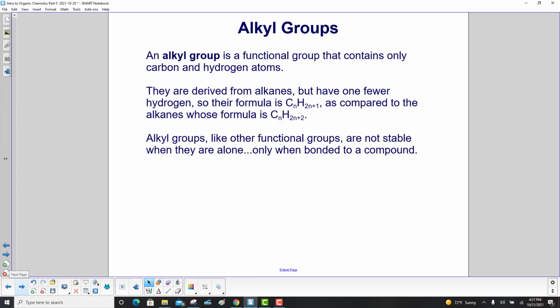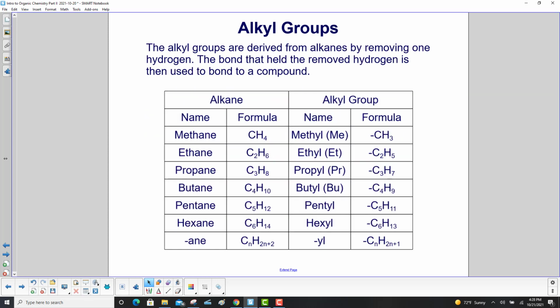An alkyl group is a functional group that contains only carbon and hydrogen atoms, nothing else. They are derived from alkanes but have one fewer hydrogen, so their formula is CnH2n+1, where n is equal to 1, 2, etc. Alkane's formula is CnH2n+2. Alkyl groups, like other functional groups, are not stable when they're alone, only when bonded to a compound. The alkyl groups are derived from alkanes by removing one hydrogen. So here's our alkyl group, here's the alkane. The bond that held the removed hydrogen is then used to bond to a compound.